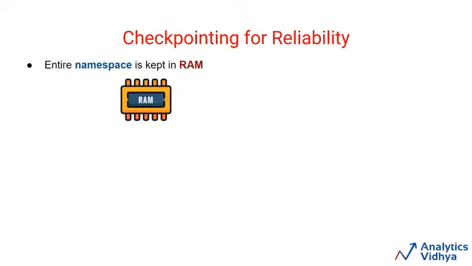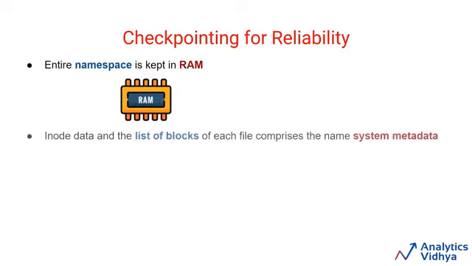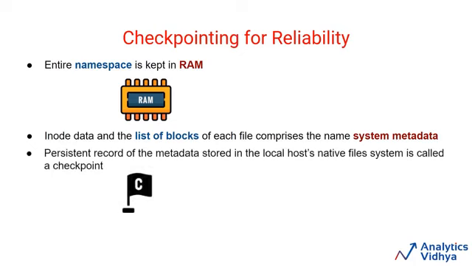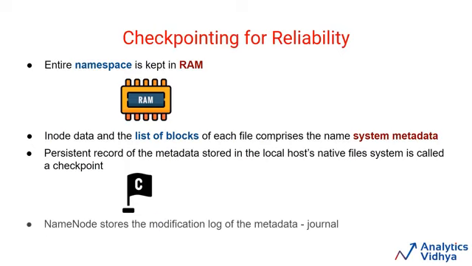HDFS keeps the entire namespace in RAM. The inode data and the list of blocks belonging to each file comprise the metadata of the name system. Persistent record means the information that is infrequently accessed and not likely to be modified. The persistent record of the metadata stored in the local host's native file system is called a checkpoint. The name node also stores the modification log of the metadata, called the journal, in the local host's native file system. The locations of block replicas may change over time and are not part of the persistent checkpoint.